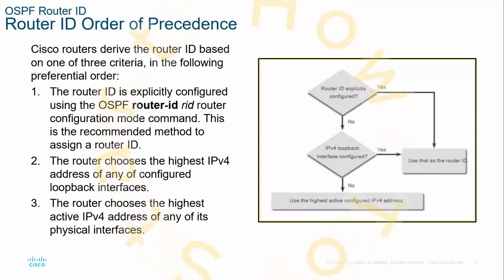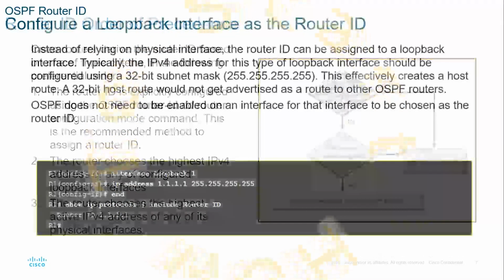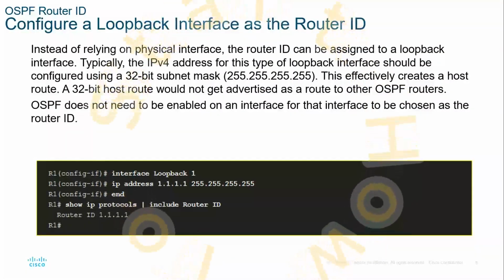So router ID, if that doesn't happen, it will look at loopback. If that doesn't happen, it will look at physical address. And it's going to take the highest of them. And again, the purpose here is the highest IP address will become the designated router or the primary router within the OSPF environment. So that's the process for router ID selection.